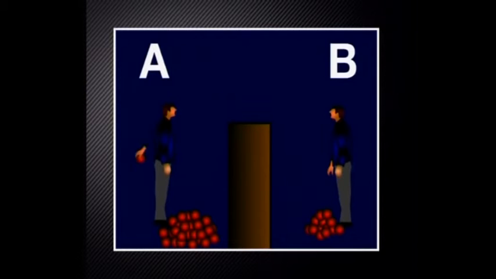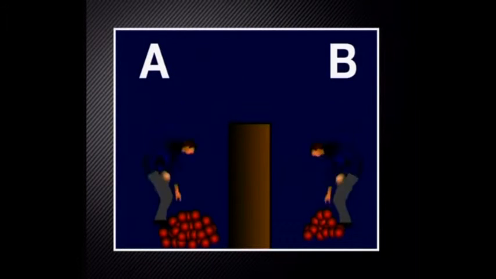At first, man B is slow at throwing back, but he eventually speeds up. Man A and man B end up throwing apples at the same rate. Can you see that the number of apples on man A's side stays the same, and the number of apples on man B's side stays the same? We say they are in dynamic equilibrium.